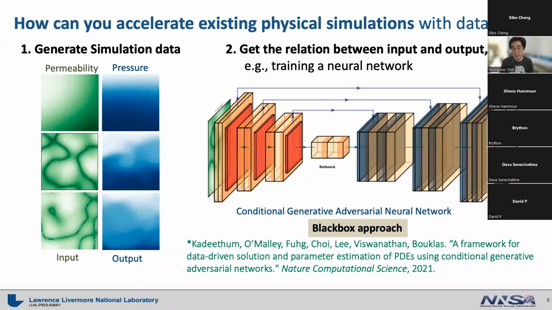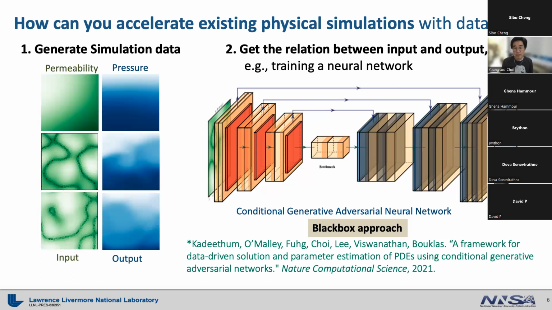Just to illustrate it, let's say we would like to build a fast surrogate model for heterogeneous porous media problems. More specifically, let's say we would like to find out the pressure field for a given heterogeneous permeability field. Well, you can first generate simulation data by running many porous media simulations with different heterogeneous permeability inputs. That will give you many pairs of input and output data.